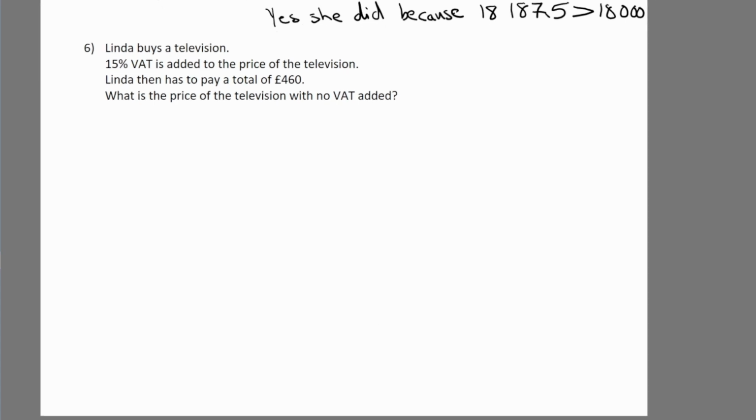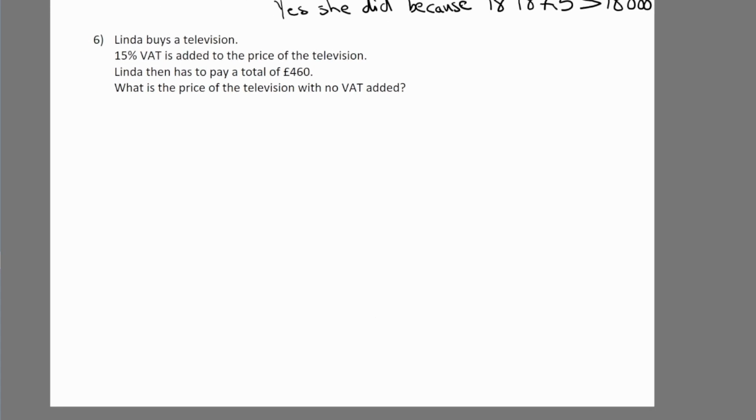Question 6. Linda buys a television. 15% value added tax is added to the price of the television. Linda then has to pay a total of 460 pounds. What is the price of the television with no VAT? So we know that this price, the total, £460, is basically the original price, and there was a 15% tax added. So we want to find the price of the TV without the VAT.